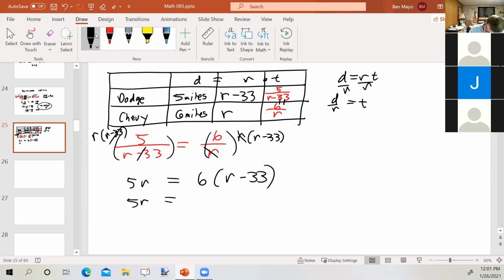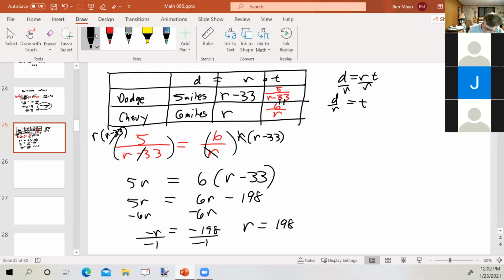Which gives me 5r equals 6r minus 198. I'll subtract 6r from both sides. Negative r equals negative 198. Divide both sides by negative 1, r equals 198. And that's miles per hour.